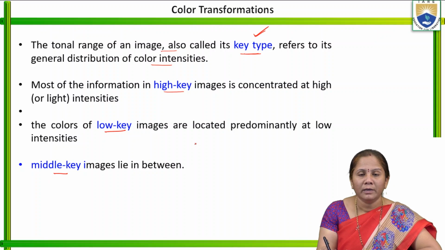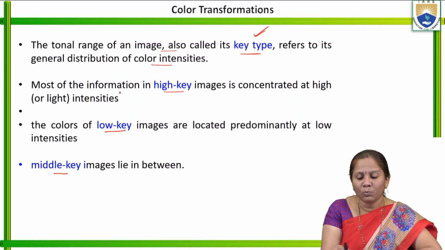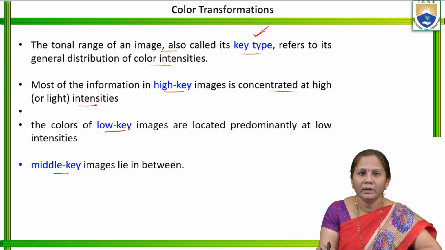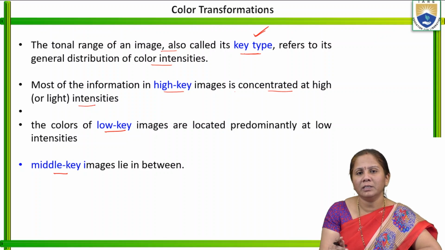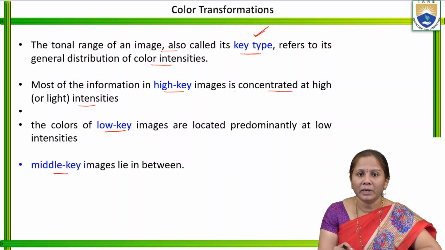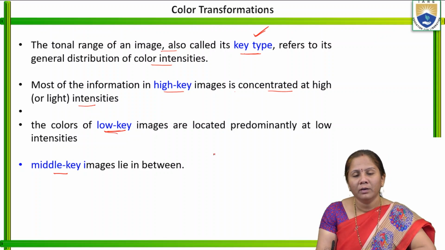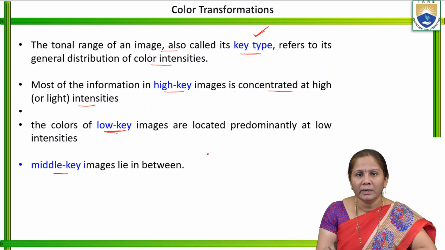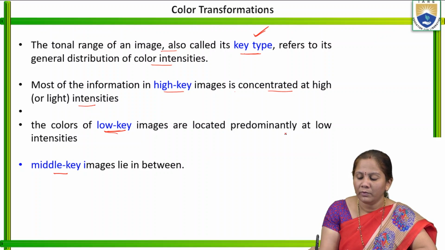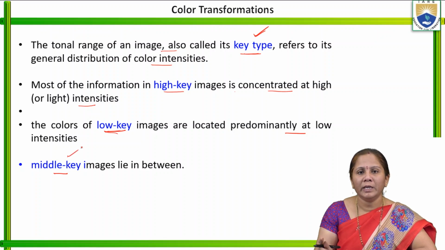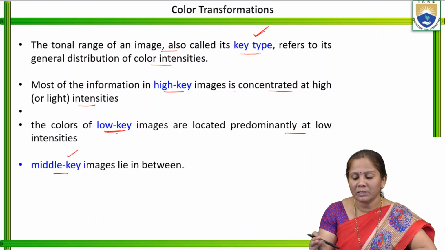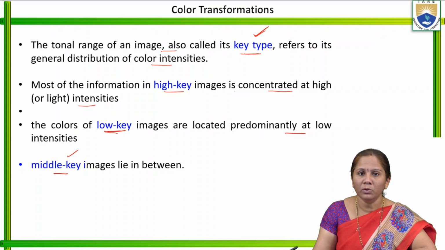If it is high key type, most of the information in high key type images is concentrated at high or light intensities. That means the intensity may be very high or very low. If it is low key type, these particular images represent very low intensities. If it is middle key type, the intensity will be moderate, that is between the high key and low key levels.